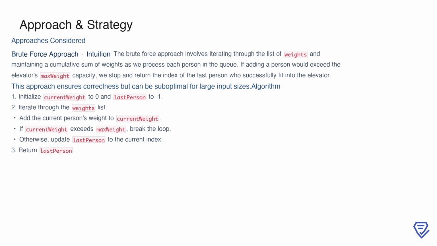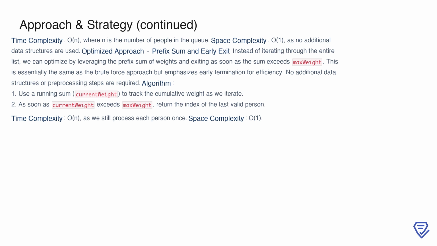Although this approach is correct and ensures we meet the problem's requirements, it may not be the most efficient for larger input sizes. The time complexity of the brute force approach is O(n), where n is the number of people in the queue, because we process each weight exactly once. The space complexity is O(1), as no additional data structures are used, everything operates in place.